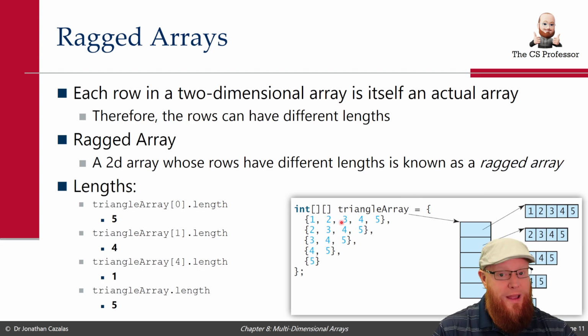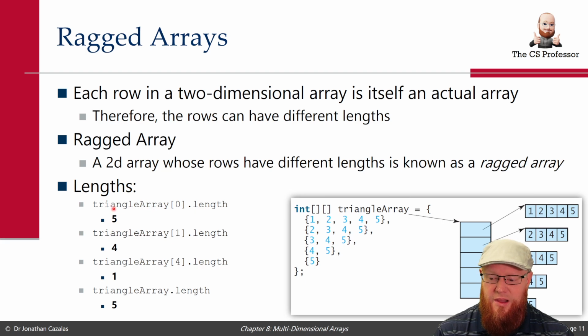Because we recognize that this particular two-dimensional array is really a one-dimensional array of size 5, where each of these indices stores an address to a one-dimensional array, and because we know now from the previous slide that each of these one-dimensional arrays is okay being a different size, and in fact, that's what we're depicting here.